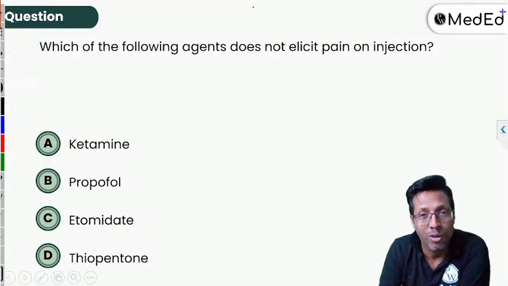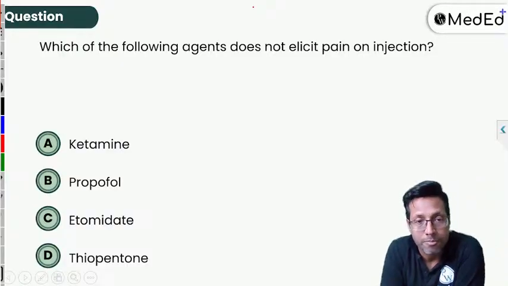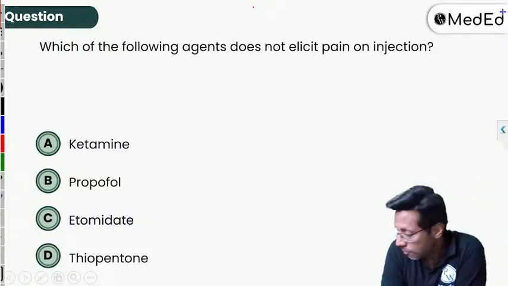Okay. Next, we are done with this also. I had kept this for last, revision done. Which of the following agents does not elicit pain on injection?